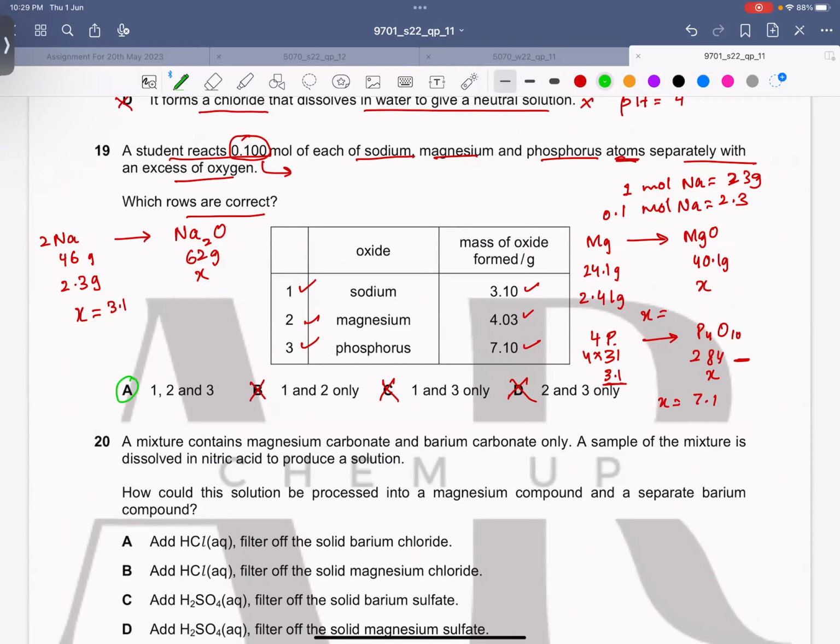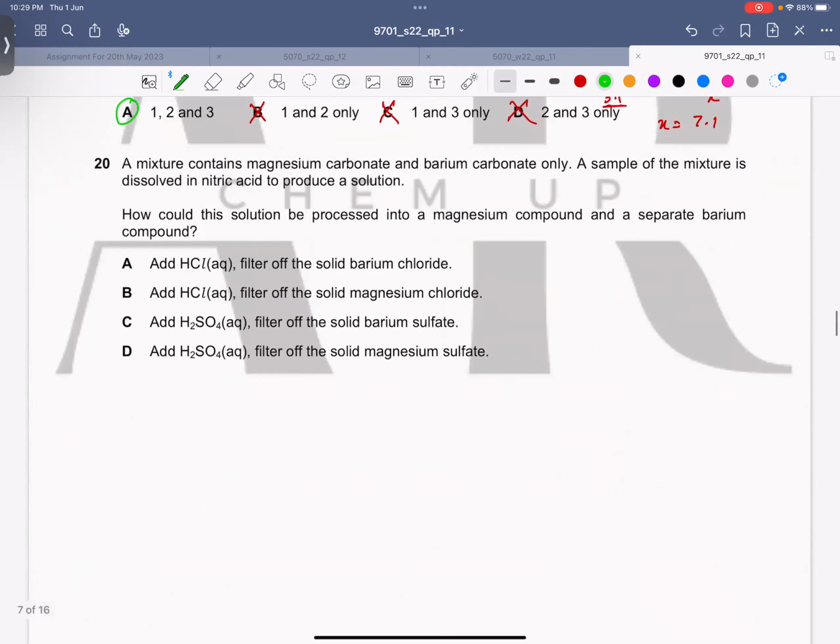Now, question number 20. A mixture contains magnesium carbonate and barium carbonate. Magnesium carbonate is MgCO3 and barium carbonate is BaCO3. A sample of the mixture is dissolved in nitric acid to produce a solution. Okay. How could this solution be processed to make a magnesium compound and separate a barium compound?